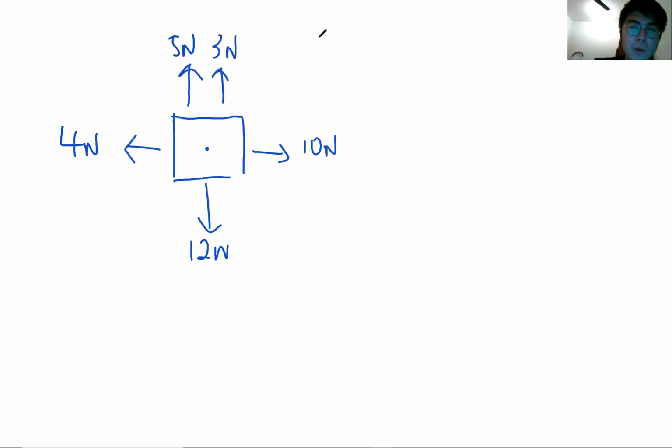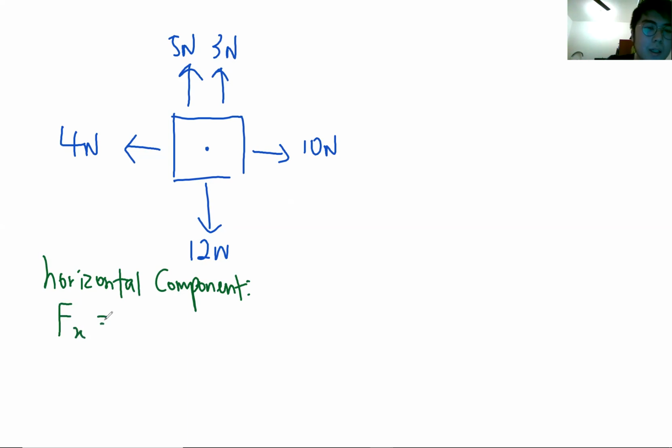Okay, so first step you want to do is you find the Fx and Fy, meaning that the vertical component and the horizontal component of forces. Okay, so let's do the horizontal component. Horizontal component, meaning that you sum them up. You sum all the horizontal forces up. Okay, so the summation, so Fx horizontal equals to positive 10N minus 4N. Okay, so equals to 6N, and is acting to the right.